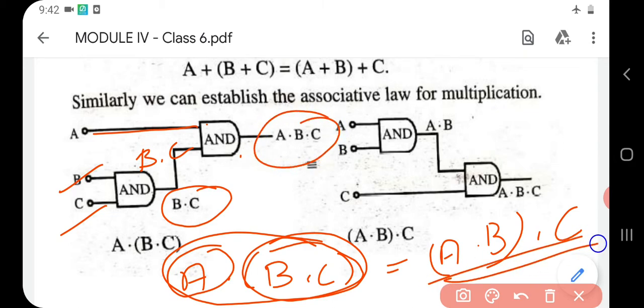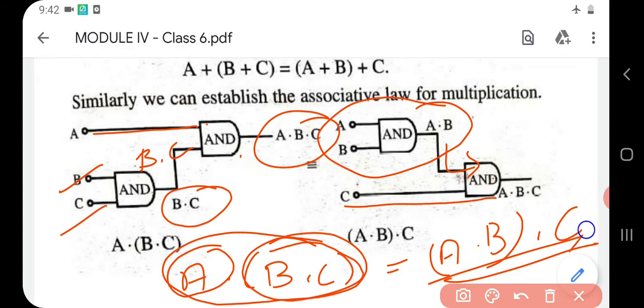Now about this one, A and B is first of all ANDed, that is A dot B. It is one of the inputs of this AND gate. The other input of the AND gate is this one, C. So the final output will be A dot B dot C. Okay.